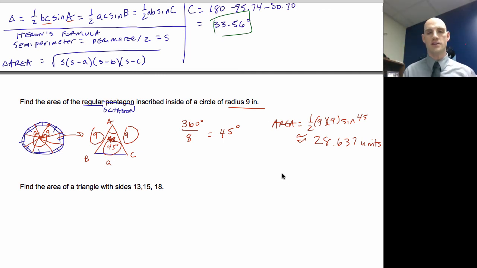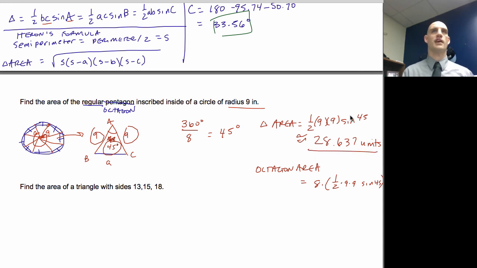And so what I really need to do is, that's my triangle area, my octagon area is actually equal to 8 of those times 1/2 times 9 times 9 times sine 45. So this is a rounded value. So if I asked you the area of the triangle, you could say, okay, I can round that value. And so to find the area of the octagon, I multiplied the triangle times 8, and that gives me that my area of my whole figure is about 229.10 inches squared.